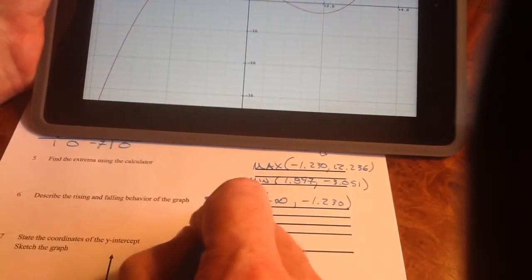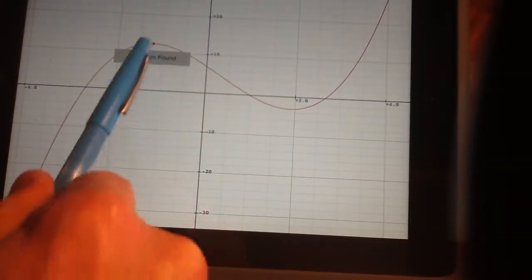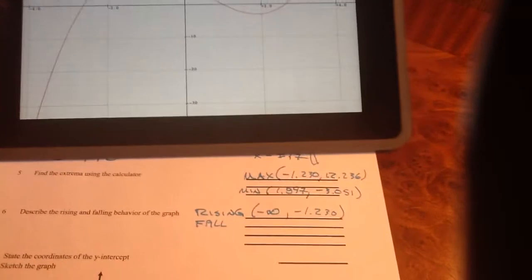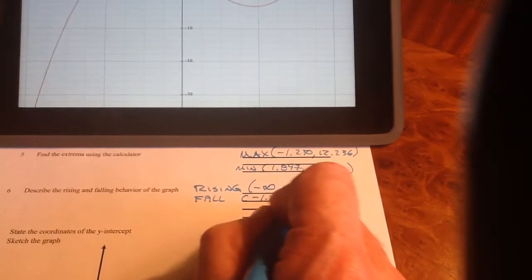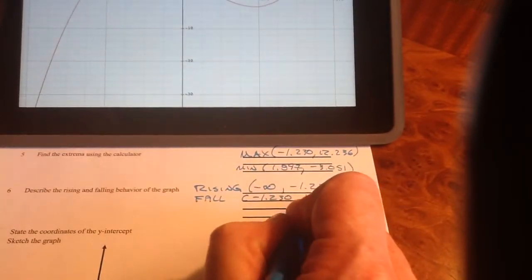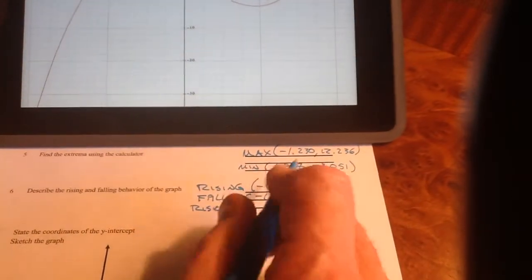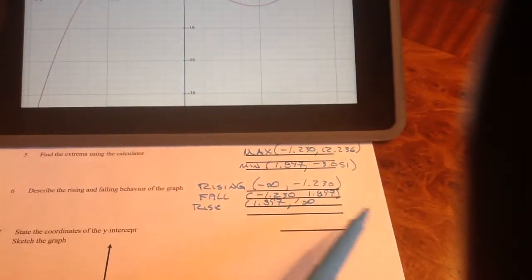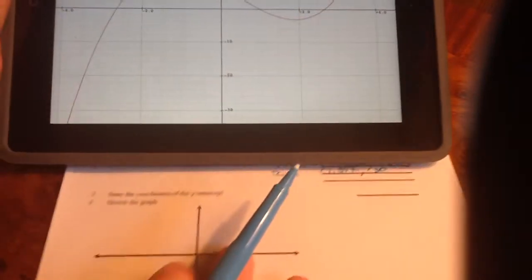And then it's going to fall. It falls from here to here. So that's from this x coordinate all the way over to this x coordinate. And those I'll be able to find from my mins and maxes. So in this case, it's going to be negative 1.230 to 1.897. And then the last piece is that it's going to rise from 1.897 to infinity. And what you see here is I've covered the entire number line on the x-axis from negative infinity all the way to positive infinity. That's rising and falling behavior.